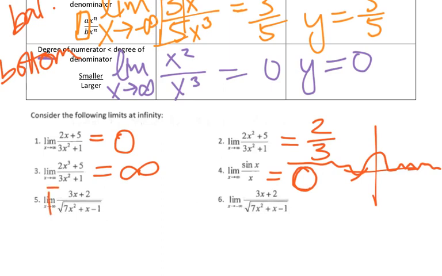So again, you're going to look at the leading terms here. The leading terms would simplify to 3x and the square root of x, 7x squared.